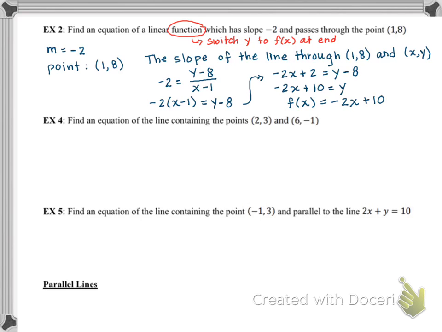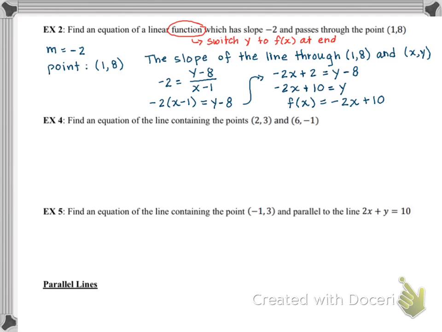So one of the things that can be tricky about this whole process is it seems like there's a million different kinds of questions, right? They can give us the slope and the y-intercept, or the slope and a point, or 2 points, or perpendicular, all these different things, which makes it feel like there's lots of different things to do. However, all of these problems are basically the same. The only thing that can vary is the way that they give you the slope.